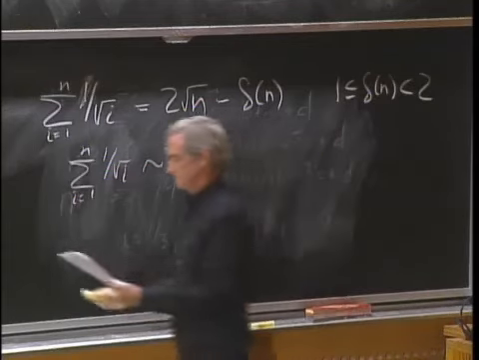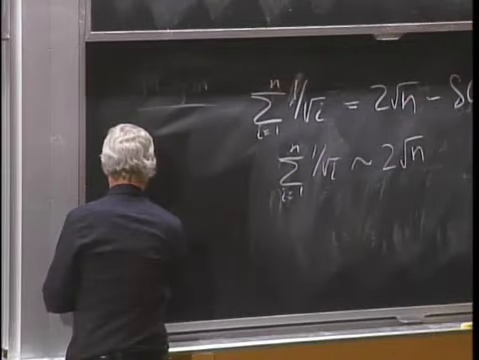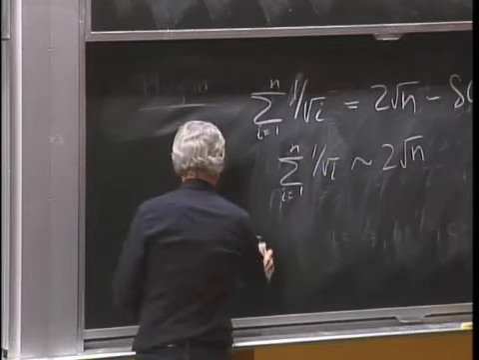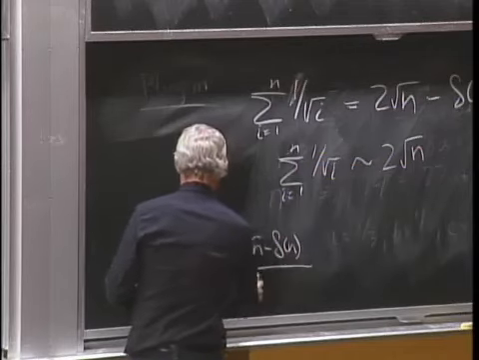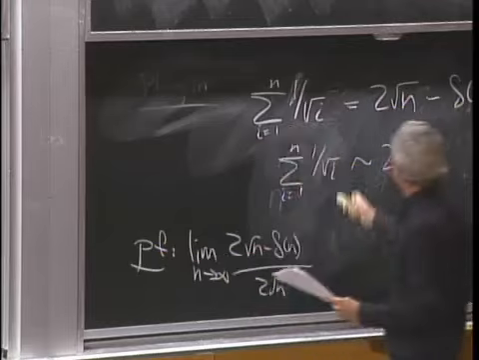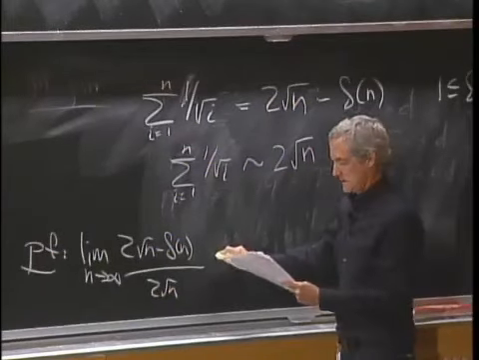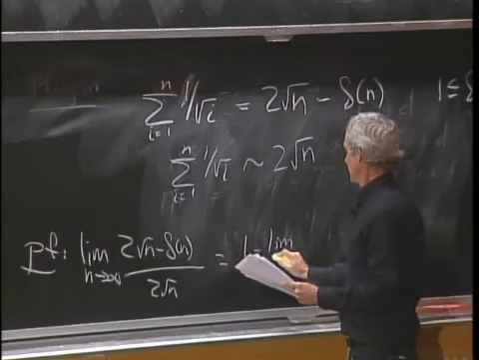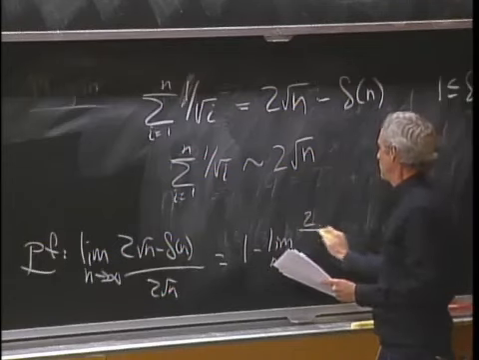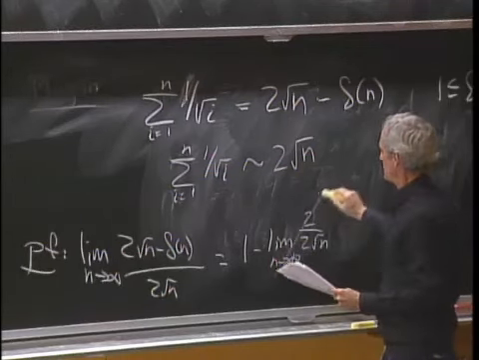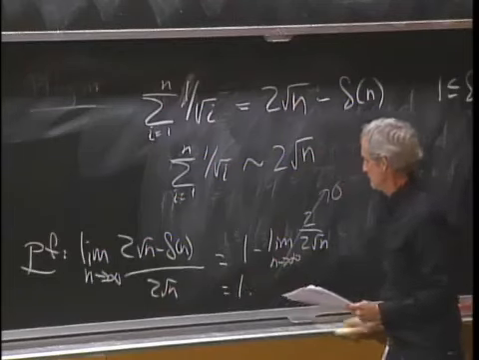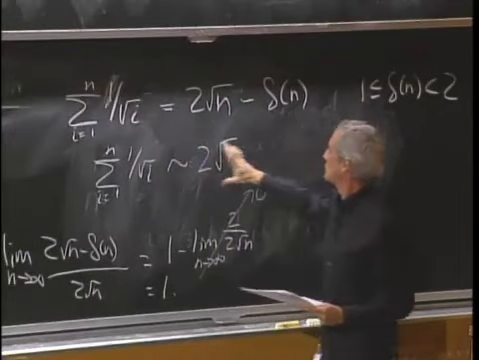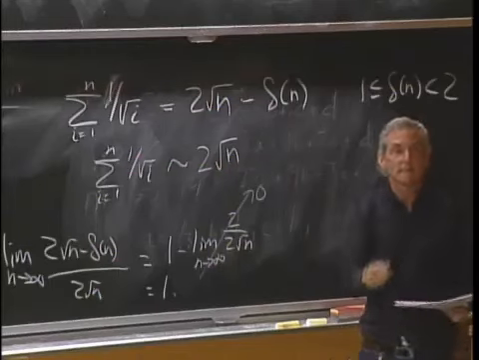So let's just check that. We take the limit as n goes to infinity of 2 root n minus delta n over 2 root n. Just checking the definition now. That's what the definition would be. Equals 1 minus the limit as n goes to infinity of 2 over 2 root n. This is 0. So it equals 1. And so now you know that the sum of the first n inverse square roots grows as 2 root n, which is the integral.